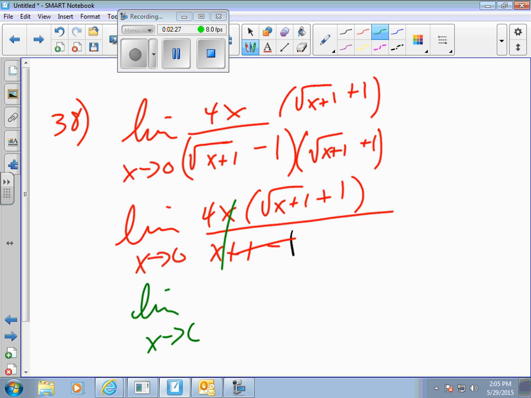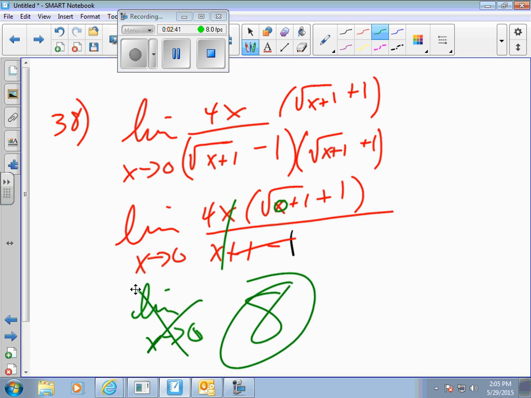So then I'm going to plug in 0 for x. X is 0. I get 0 plus 1 is 1. Square root of 1 is 1. 1 plus 1 is 2. Times the 4 outside gives me 8. 8 is my answer.